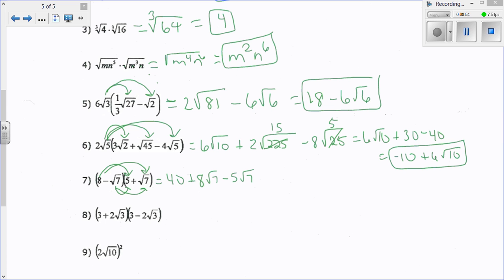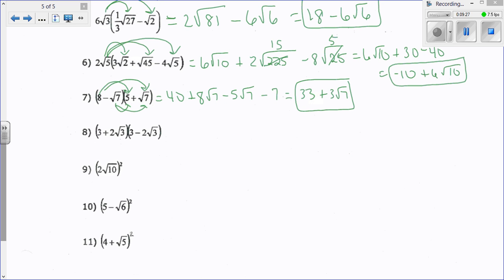is a negative radical 49, which is just 7. When you multiply a radical times a radical and they are the same number underneath, you would get the answer without the square root. So if I combine my like terms, 40 minus 7 is 33, and 8 minus 5 is 3, so 33 plus 3 radical 7. And that is my final answer.